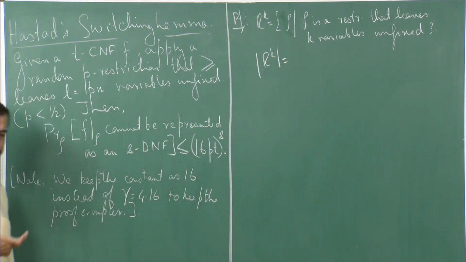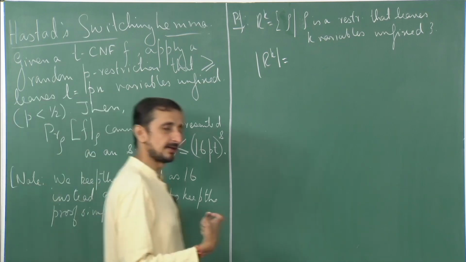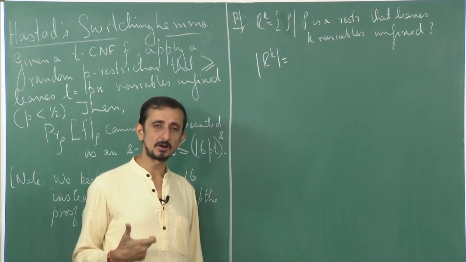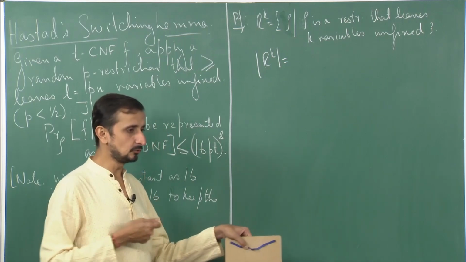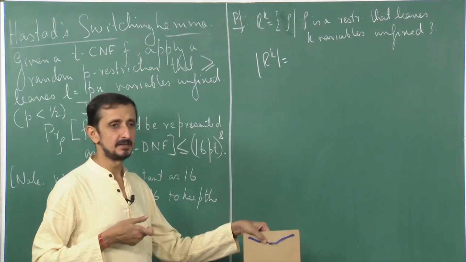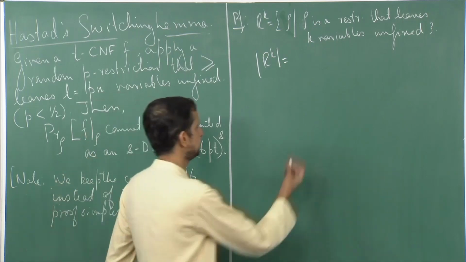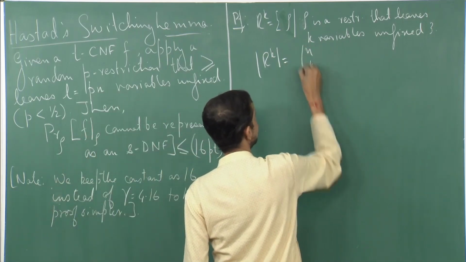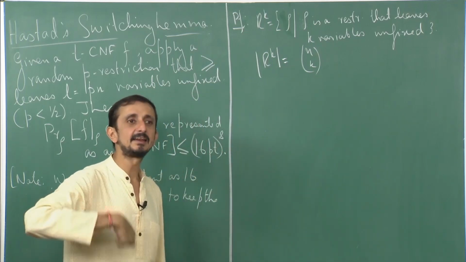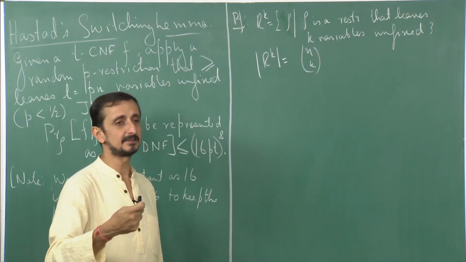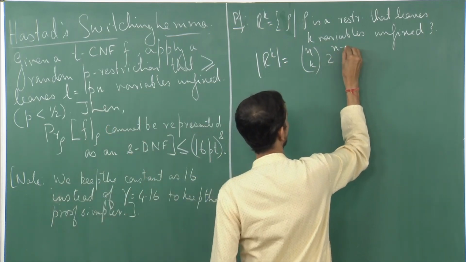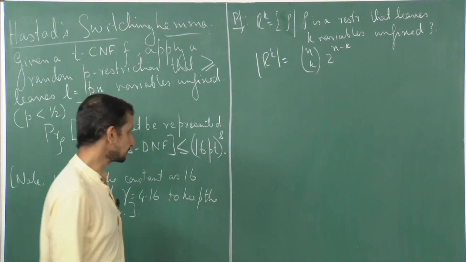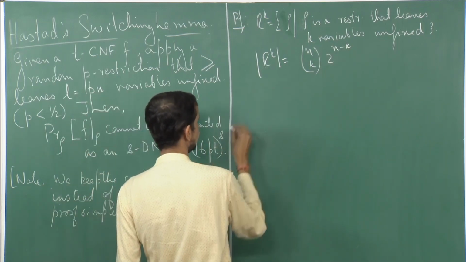If you have a restriction which is keeping k variables unfixed, in other words it is fixing n minus k variables, what is the total number of such restrictions? We can choose first of all those k positions which are unfixed to be any of n choose k choices, and the remaining ones, the ones that we are fixing, either go to 0 or 1. Okay, so there are two choices for them. So it is 2 to the power n minus k.